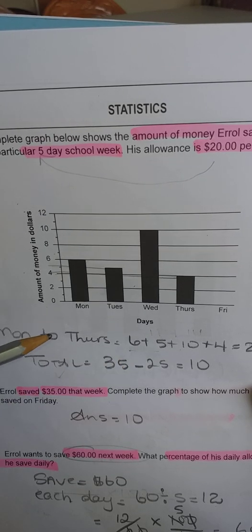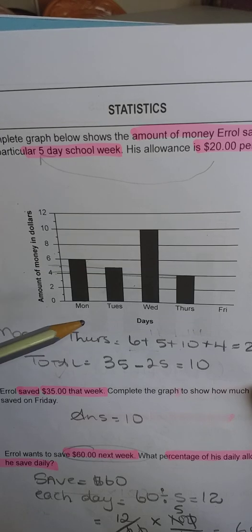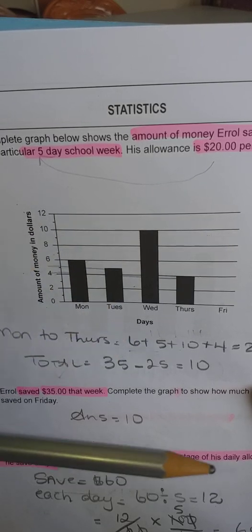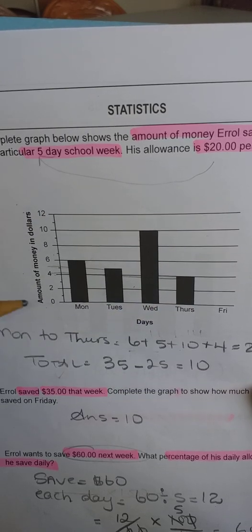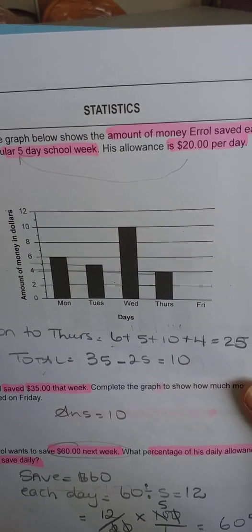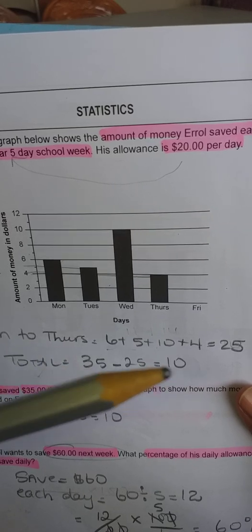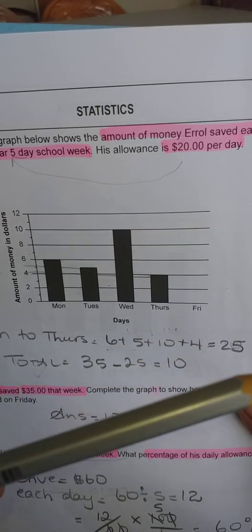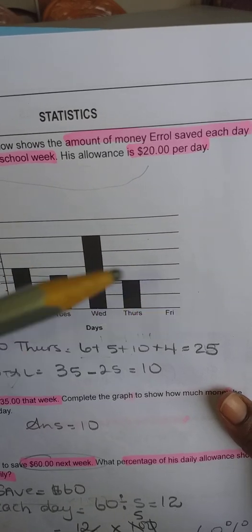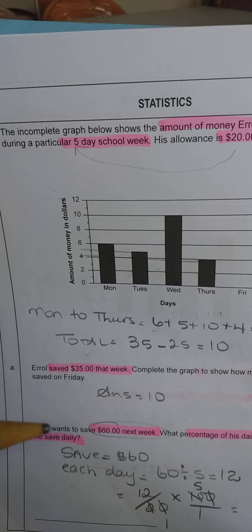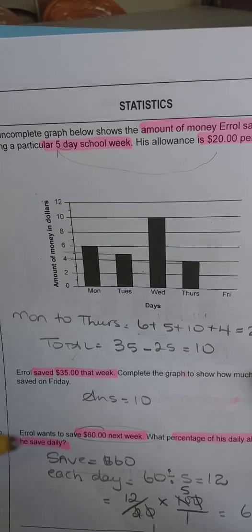So Monday he's saving $6. Tuesday he's saving $5. Wednesday he's saving $10. Thursday he's saving $4. And Friday we do know it's an incomplete bar graph. So from Monday to Thursday, how much money was saved in total? 6 plus 5 plus 10 plus 4, which is 25. And the total amount of money, part A. Errol saved $35 that week.